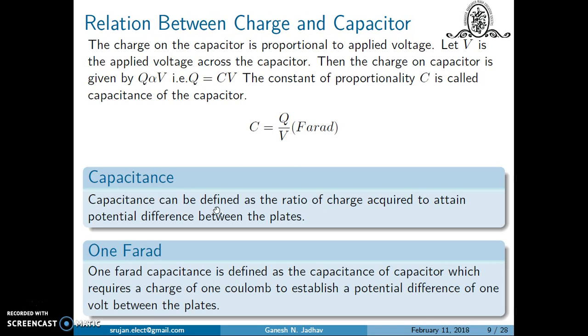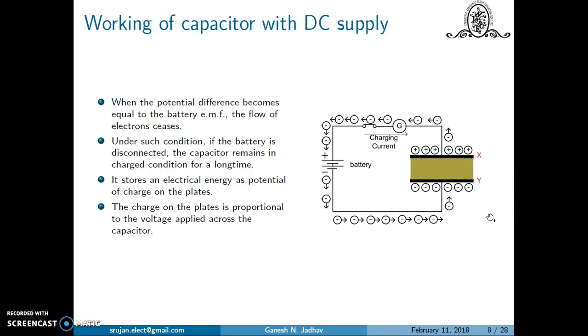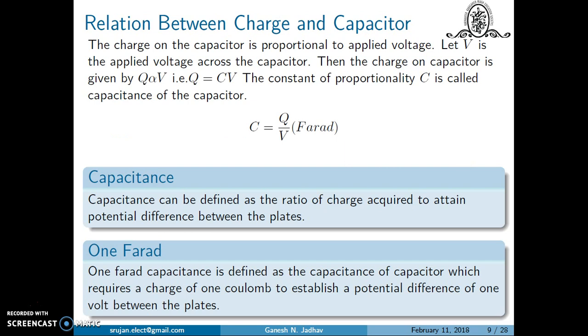Let us see the definition of capacitance. The capacitance can be defined as the ratio of charge acquired to the potential difference attained between the plates, that is Q upon V. So I will define 1 farad of capacitance as the capacitance of the capacitor which requires a charge of 1 coulomb to create a potential difference of 1 volt between the plates. Hence it is known as 1 farad.